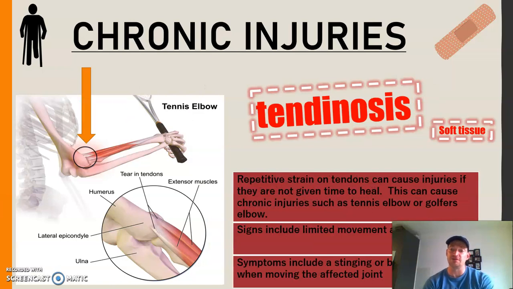Tendinosis, repetitive strain on tendons can cause injury if they're not given time to heal. So this is damage to tendons in areas that move a lot. So common injuries are known as tennis elbow, where you're repetitively putting strain through those tendons in the elbow joint, and golf as well, golfer's elbow, types of tendinosis that you can, with the correct exercise and rehabilitation and rest to a degree, get rid of. But yeah, there is damage to those tendons.